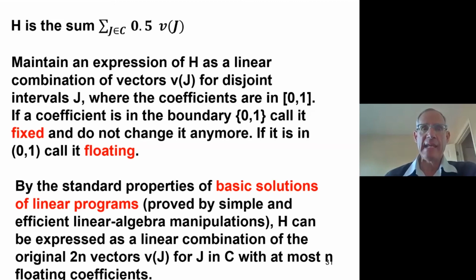Okay. Now, by standard linear algebra, basic solutions of linear programs, this H that is a sum of 1/2 times all these 2n vectors, we can express it as a linear combination of the original 2n vectors Vj, where at most n of the coefficients will be floating, and all the others will be on the boundary. So this is very simple and just linear algebra manipulations. We have to check also that everything is efficient. We only solve equations. As long as we have more than n floating coefficients, we find a linear dependence, and we add or subtract some constant times this linear dependence to make at least one of the floating coefficients fixed, and we keep doing it until we have at most n floating coefficients.